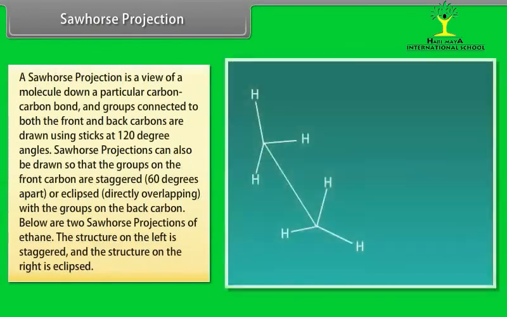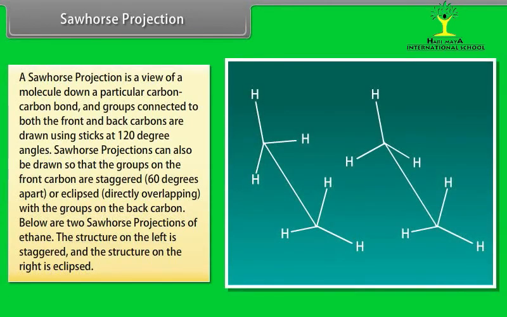Like with the Newman projections, a sawhorse projection is a view of a molecule down a particular carbon-carbon bond, and groups connected to both the front and back carbons are drawn using sticks at 120 degree angles. Sawhorse projections can also be drawn so that the groups on the front carbon are staggered 60 degrees apart or eclipsed, directly overlapping with the groups on the back carbon. Below are two sawhorse projections of ethane. The structure on the left is staggered and the structure on the right is eclipsed. These are the simplest sawhorse projections because they have only two carbons and all of the groups on the front and back carbons are identical.